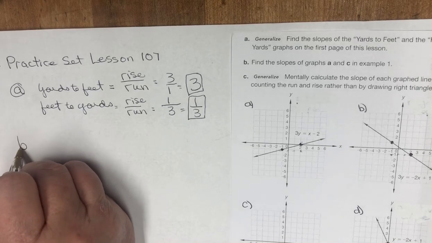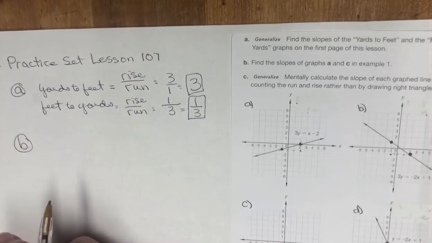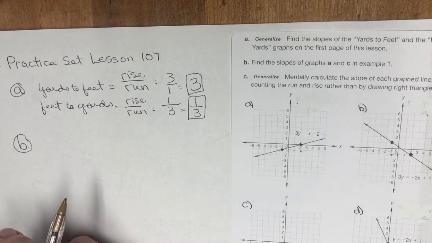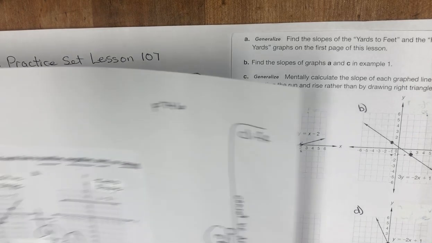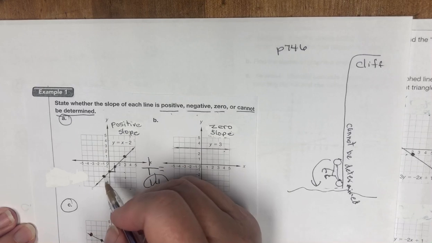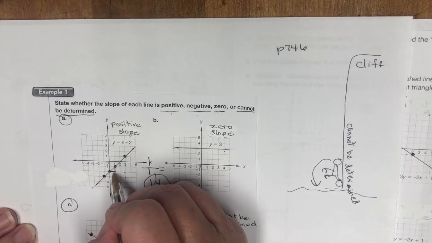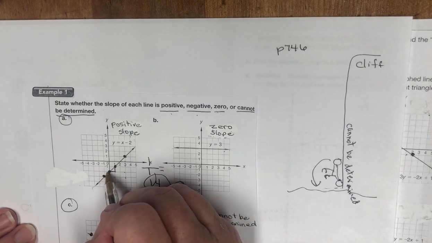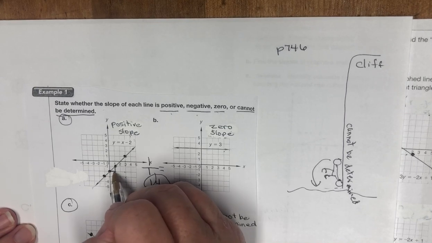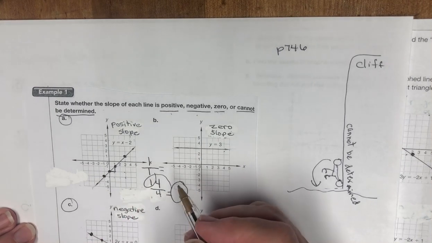Question B. Find the slopes of A and C in example 1. So now I'm going to bring in example 1 to look at again. Here's A and C. If we're going to find the slope, we locate points that go right through the places where the graphs run through, or they mark right through it. So here I have on A, I have a run of 1 and a rise of 1, which makes it 1/1, which means our slope is 1.